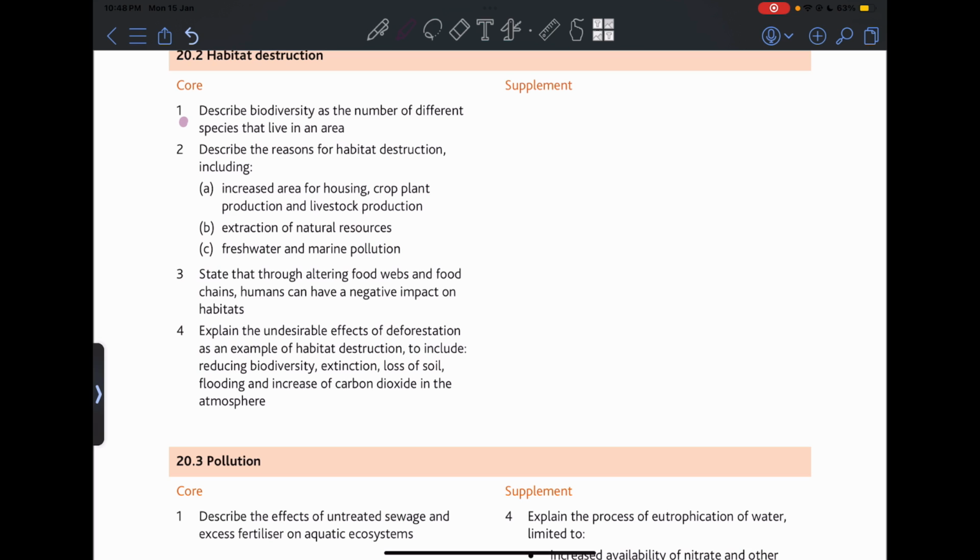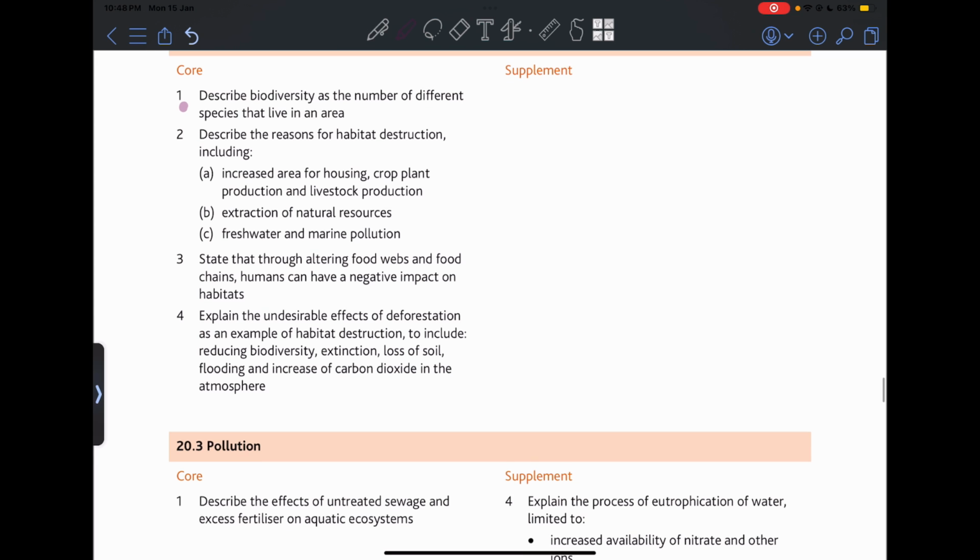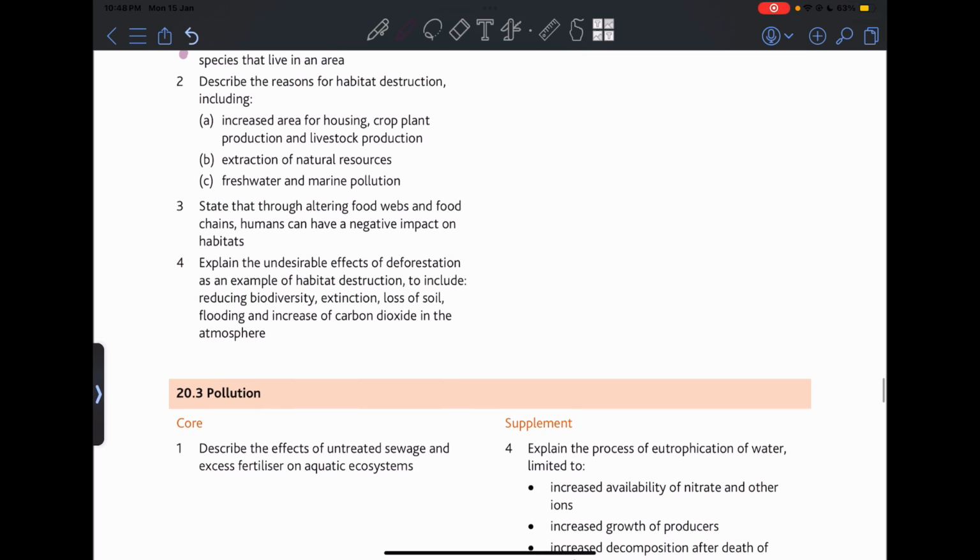Extraction of natural resources. For example, if there's a rainforest and they discover there are some minerals or some stones or something very precious beneath it, they will cut down all of the trees so that they can extract those minerals. Freshwater and marine pollution. They may also destroy the habitat through freshwater and marine pollution.